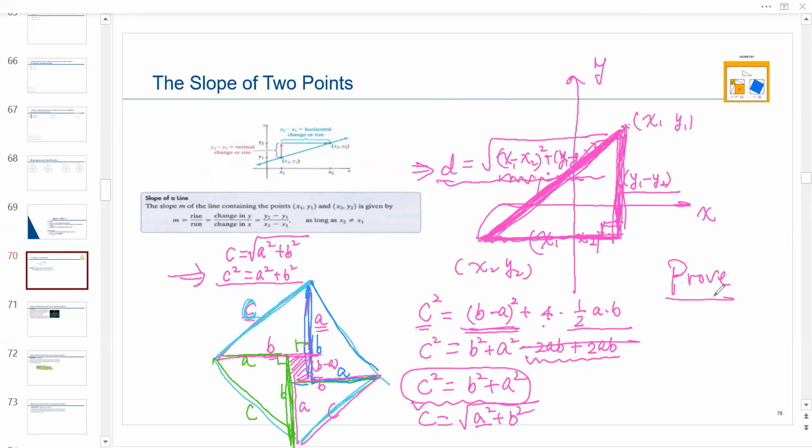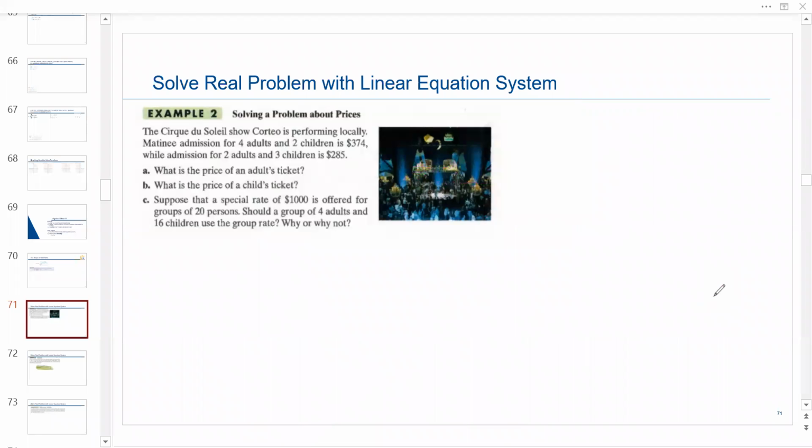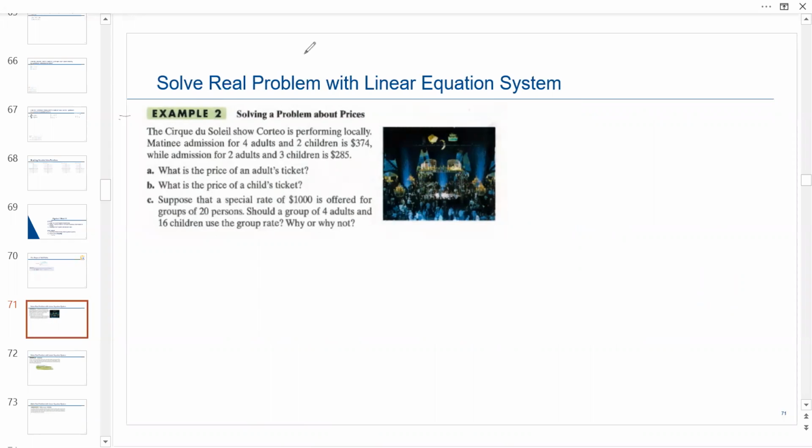All right, so let's move on. Actually, questions. See this one. We solve some real problems with the linear equation system. Okay, so let's see this example. A circus show is performing locally.